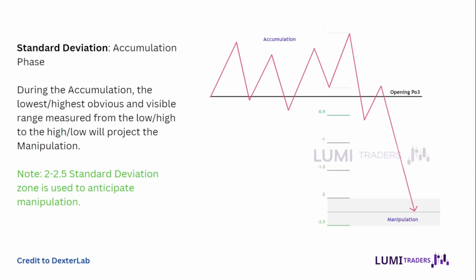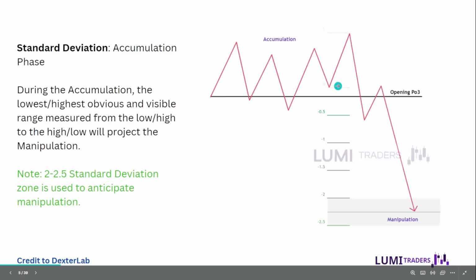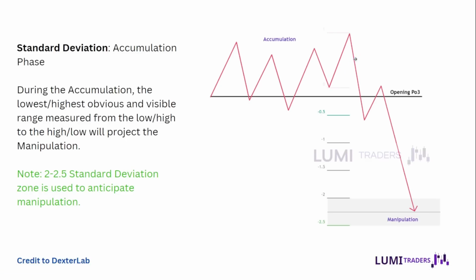But how can we use standard deviation projection to anticipate a possible manipulated move down or up? So, anticipate manipulation. During accumulation, we look for the lowest, highest, obvious, and most visible measured range, so from here to here. Basically, we're trying to find the most obvious and visible range, ideally the last move up or last move down inside consolidation, and we want to project from this low to this high, or from high to low, depending on the direction where we can anticipate possible manipulation.